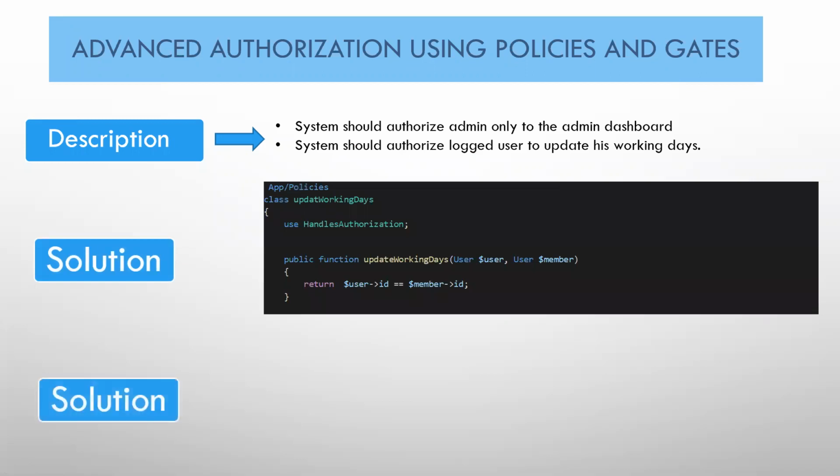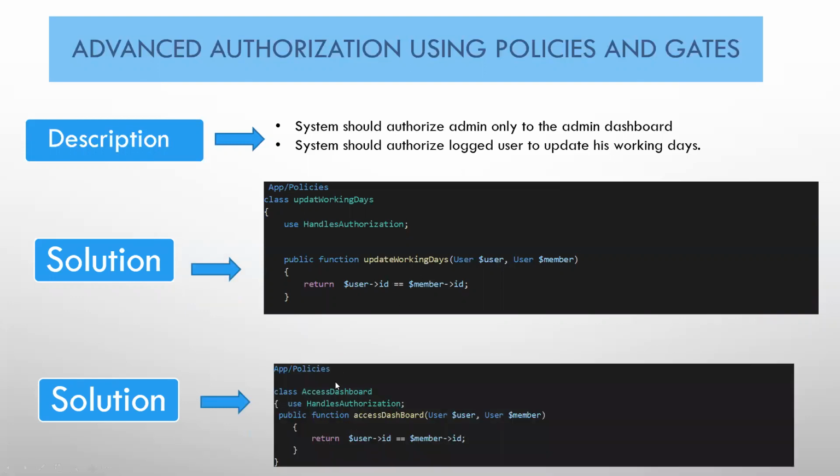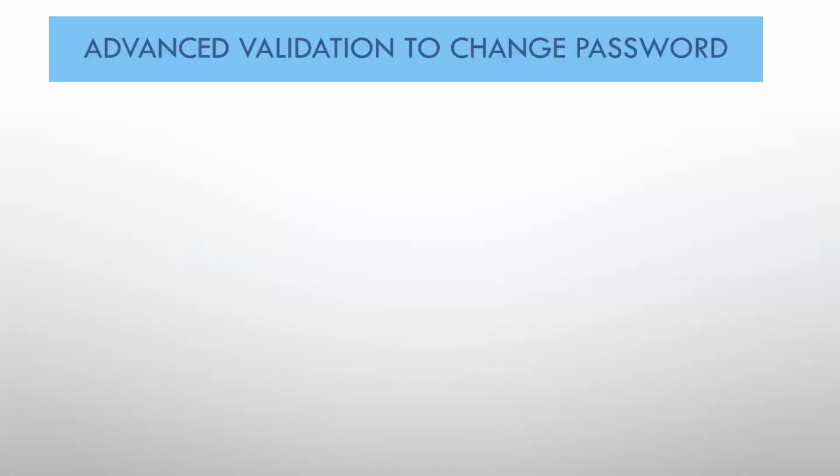The first policy is to update working days. First, it's getting two variables, the user and the logged in user. And then if the user ID is equal to the logged in user, it returns true. If not, it returns false. The same here in this policy as well. To access the dashboard, it's checking if the logged user has the same ID as the user on the UI.